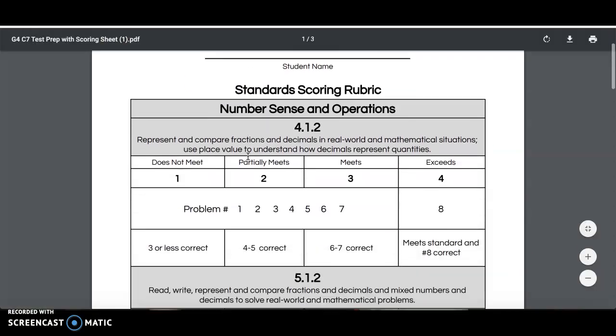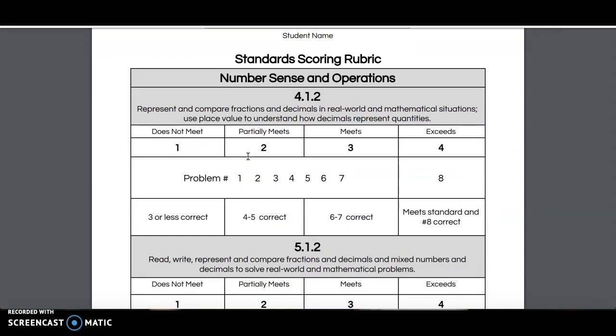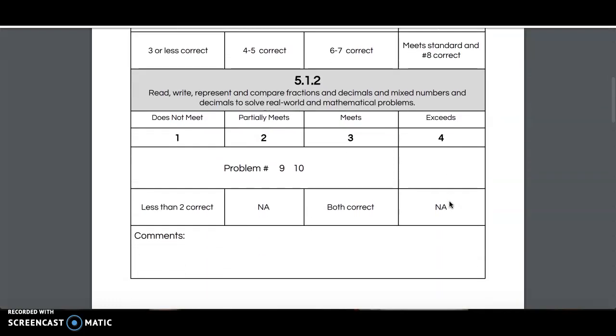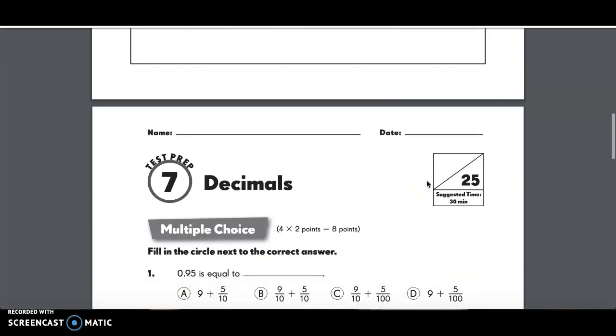Chapter 7 on decimals. Our standards are 4th grade standard about representing and comparing fractions and decimals in real world and math situations. You can see the problems, and then if you get number 8 correct, you can exceed that standard. Then there's a 5th grade standard about comparing fractions and decimals and doing real-world problems. Because that is above grade level standard, it does not have an opportunity for exceeds.